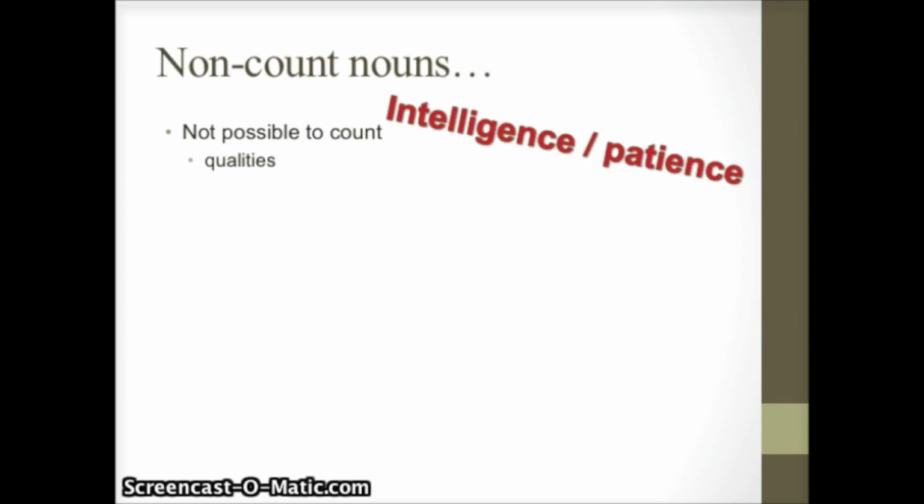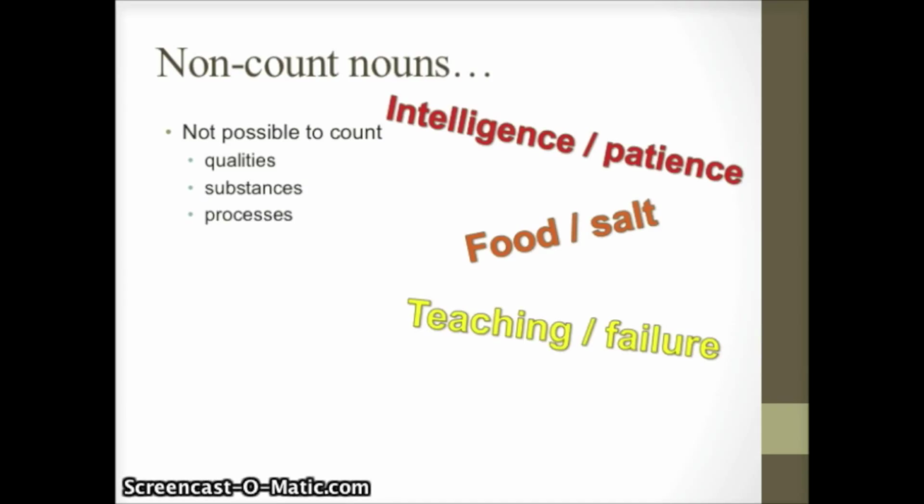There is, however, another category of nouns that is not possible to count, and these are generally referred to as non-count. They refer to things such as materials, qualities, or actions. In the most general sense, and others will be discussed in Part 2, these are referring to qualities, such as intelligence and patience, substances, such as food and salt, processes, such as teaching and failure, and topics, such as philosophy or love, rather than to individual items or events.